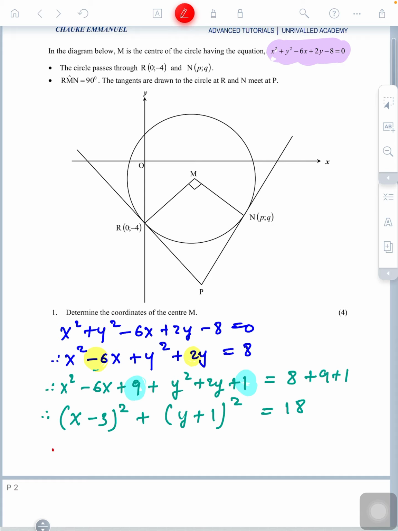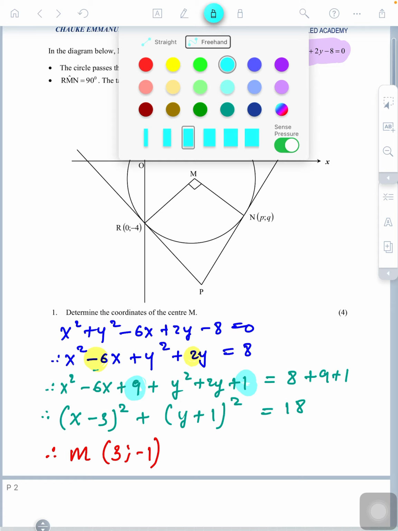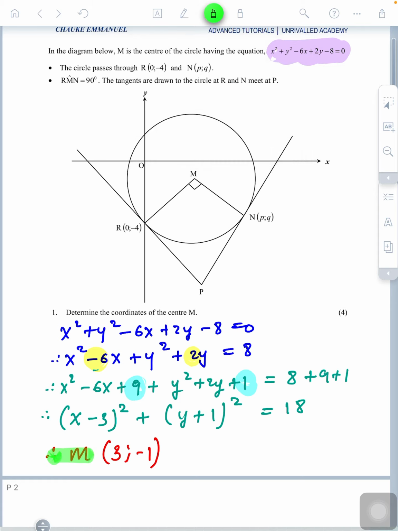So now I'm going to say, therefore, the coordinates of the center, these are the values there. So it's going to be positive 3 and negative 1. That is the coordinate of the circle center right there. So I'm going to highlight that point. So this is the point M.